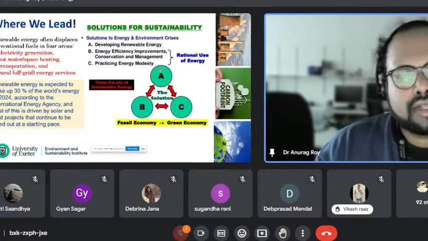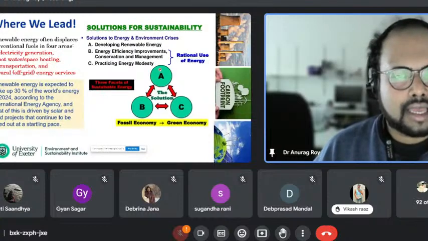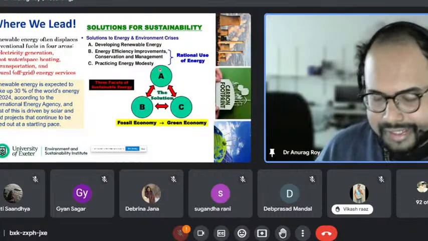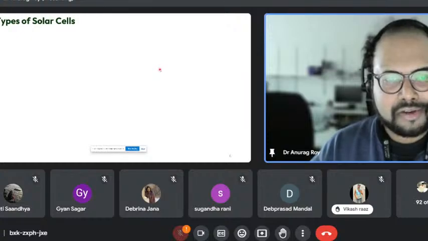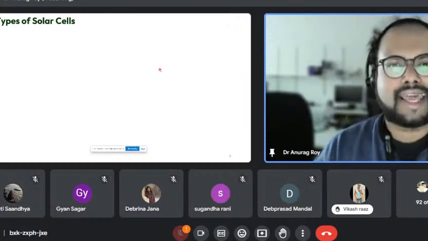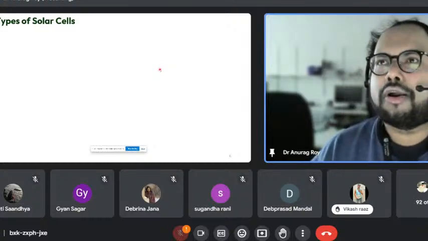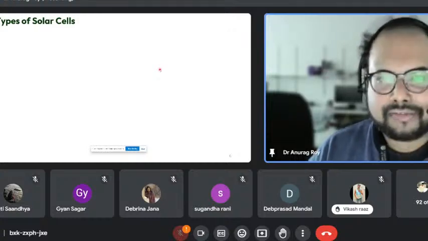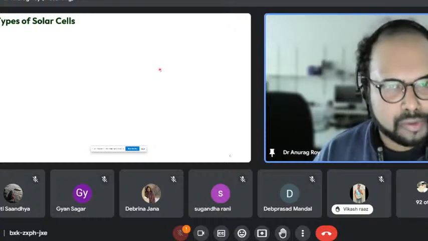So from the fossil fuel economy to the green economy, we need to build a strong relationship and synchronize all this ABC together so that we can get a 100% sustainable solution for the future. Now, people are very well aware of solar cells, mostly the silicon solar cells on our streets, the traditional solar cells dominated by silicon that we have all seen or experienced previously. But there are various types of solar cells that I'm going to introduce today.